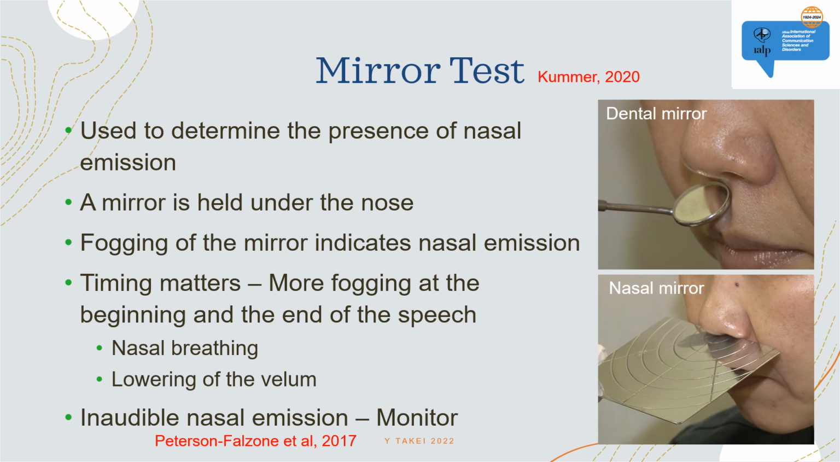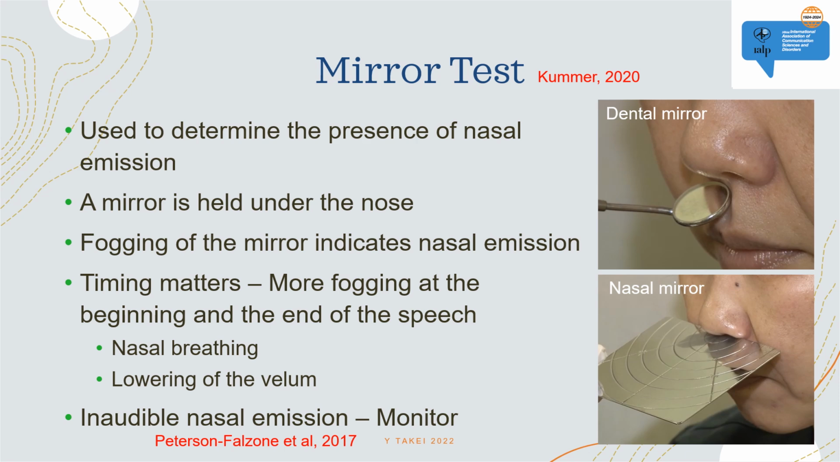Mirror test is used to determine the presence of nasal emission. A mirror is held under the nose during speech, and if the mirror clogs up with condensation, it indicates nasal emission. The timing of the placement of mirror should be considered because usually there are more fogging at the beginning and at the end of the speech.